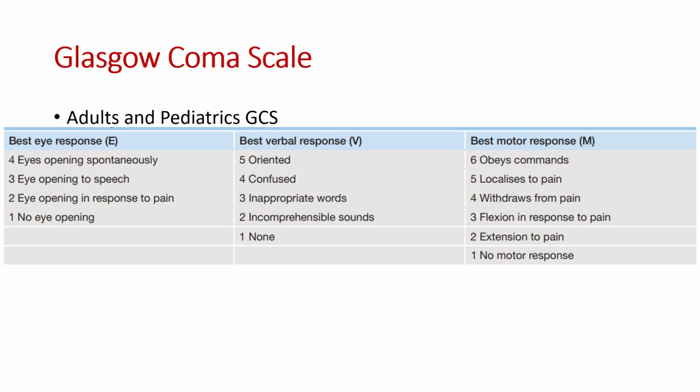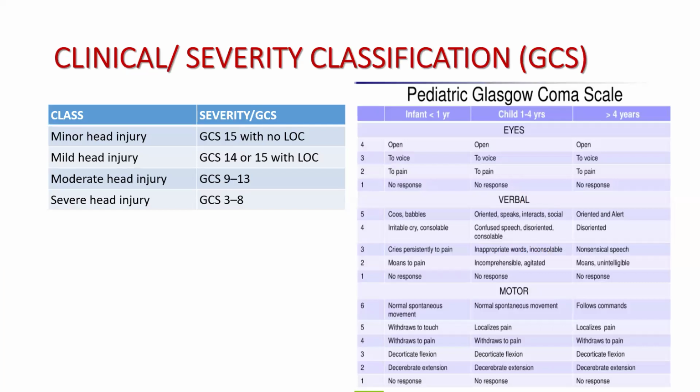Yes, doctor. For the children, we have what we call the modified Glasgow Coma Scale. Go on. So for the children, we have the modification of the adult. For children under 1 year, children who are 1 to 4 years, and those who are a bit older, above 4 years. The ones above 4 years tend more towards the adult form.